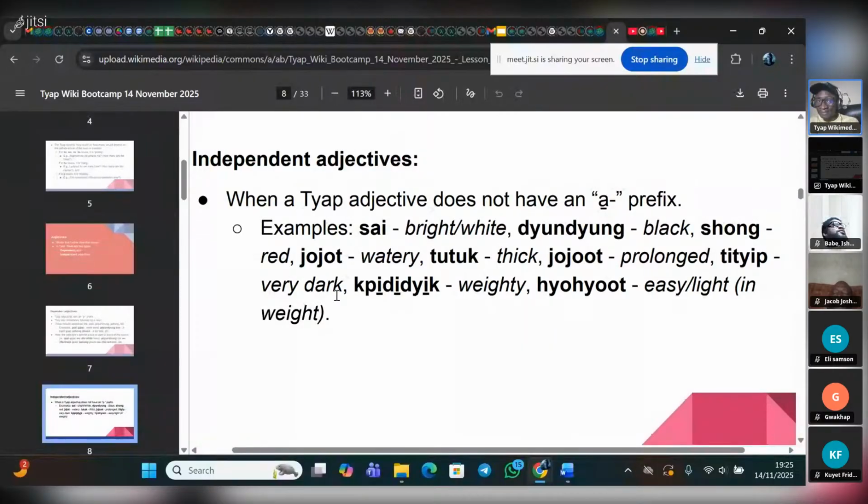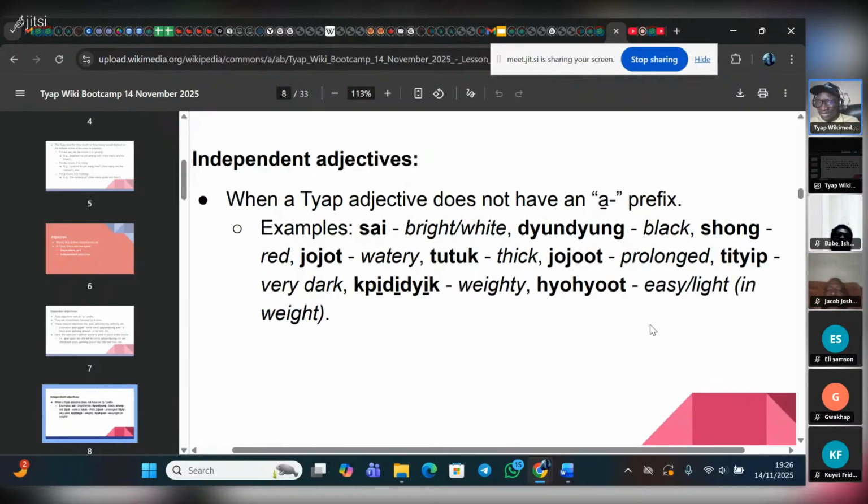Jojot is watery, and then tutuk is thick or something that is viscous. And then we have jojot. Jojot is something that is prolonged. For example, when our meeting gets prolonged, we say, no, Angie, I don't can jojot. That's as if this meeting is prolonged. Then we have titip. Titip is something that is quite dark, very dark, and then we have Kodejuk. Kodejuk is something that is weighty, it has weight, it's heavy. And then we have Hyohyo. Hyohyo, something that is easy or light in weight, you know.